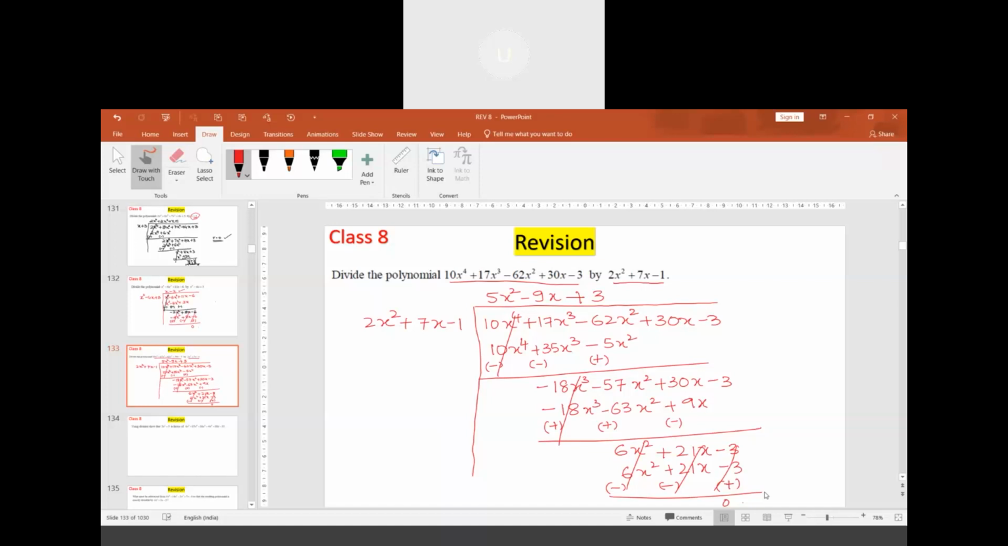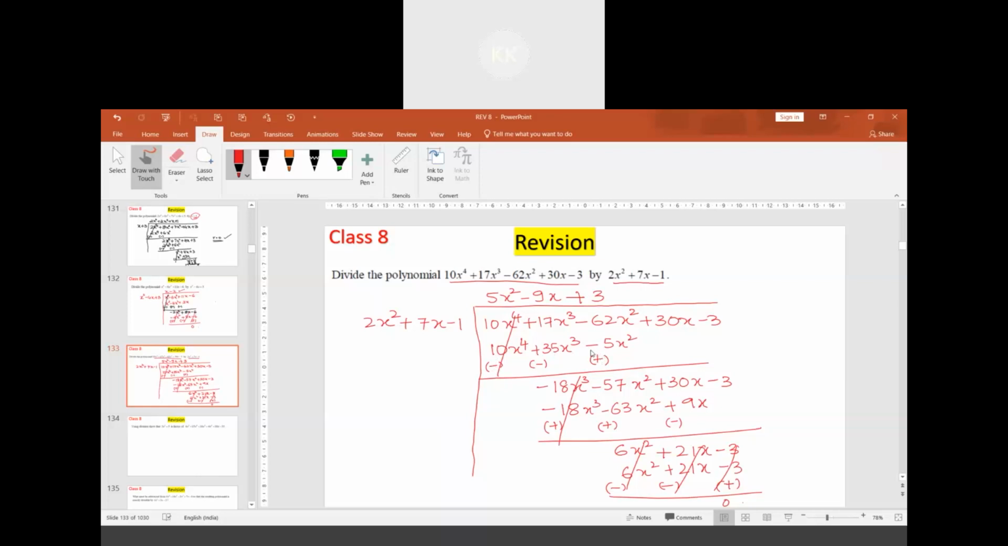Sir, I'm not understanding how to change the sign, sir. Why change the sign? The reason is we are subtracting. So minus, if you take it for all the terms, it's like you are changing the sign. Wherever plus is there, minus has to be written. Where minus is there, plus has to be written.